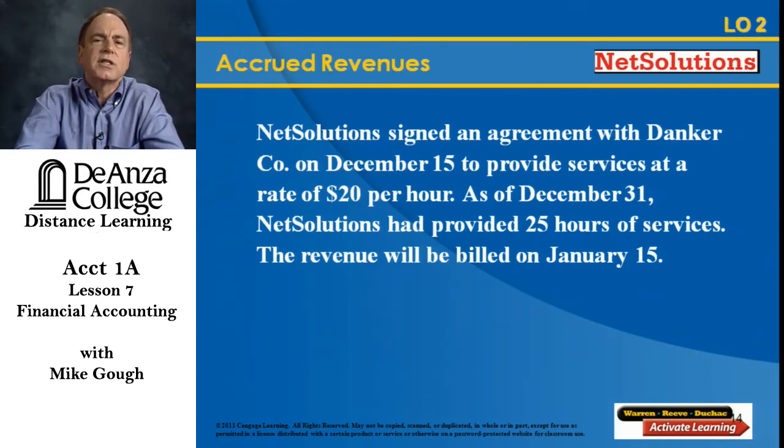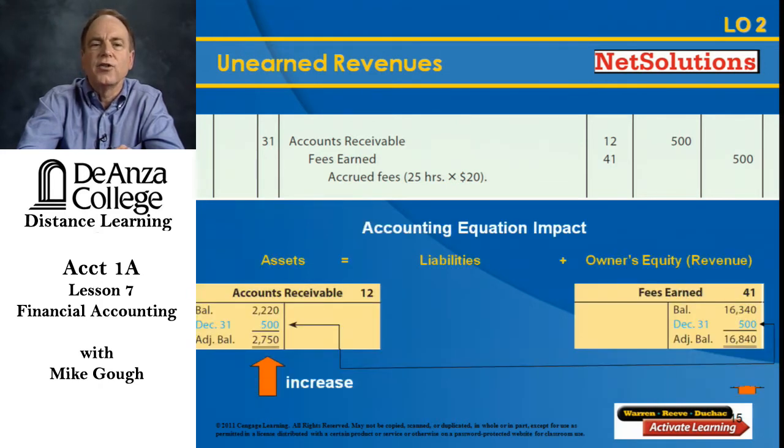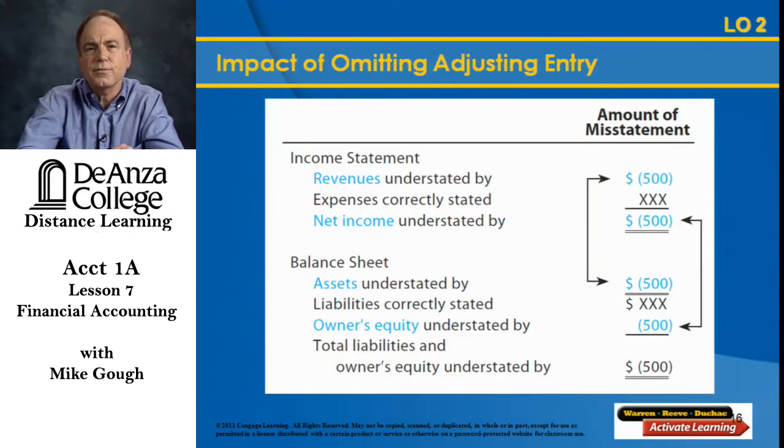Now we see Net Solutions signed an agreement with Danker on December 15th to provide services at $20 an hour. As of December 31st, they've provided 25 hours of services, and the revenue will be billed on January 15th. So what's going to happen is we're going to take 25 times 20. That means they owe us $500. So we're going to debit $500 to accounts receivable, credit fees earned for the same amount. So the idea here is that we have an increase to our assets and an increase in revenue. And if there's a misstatement there, we would have understated our revenues, understated our net income.